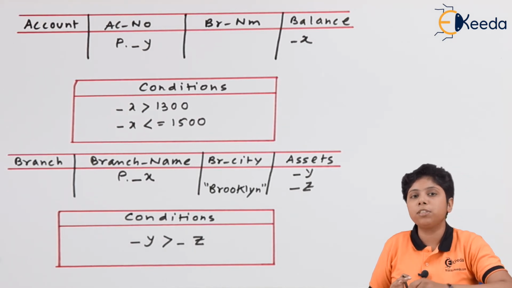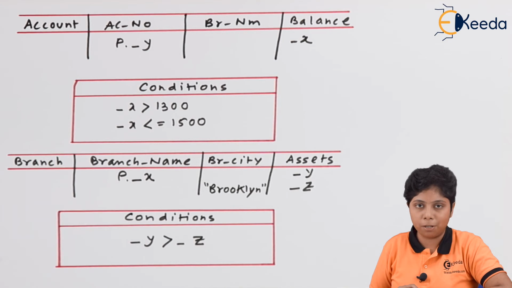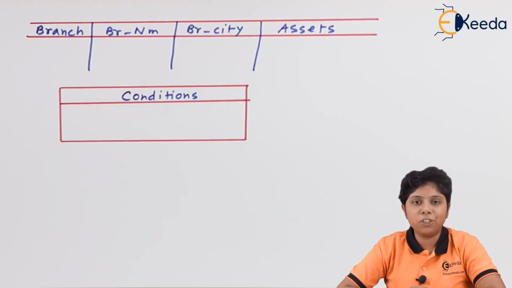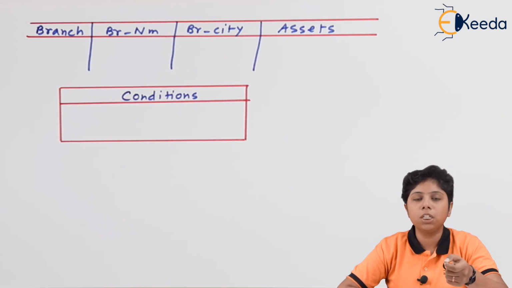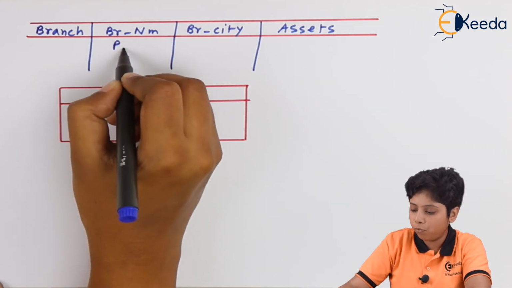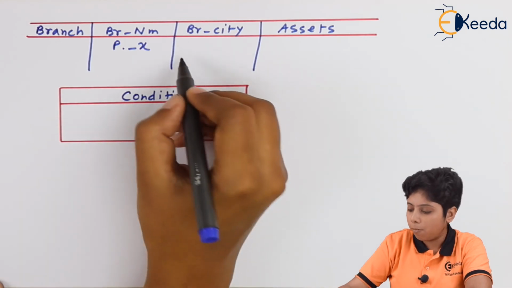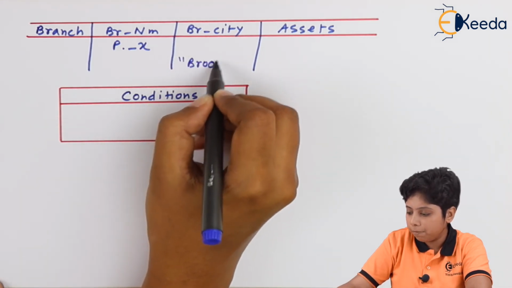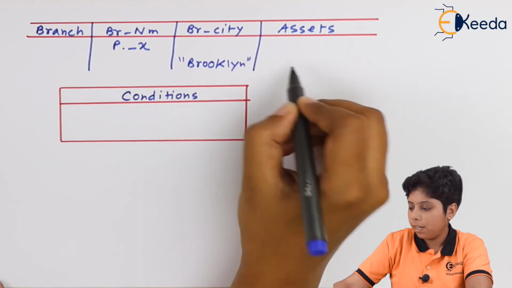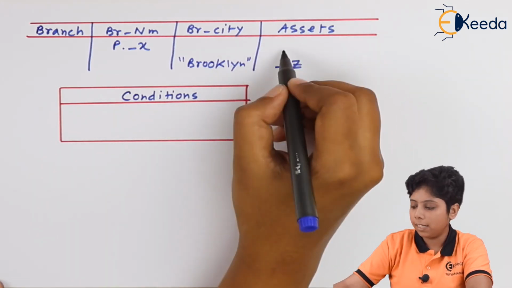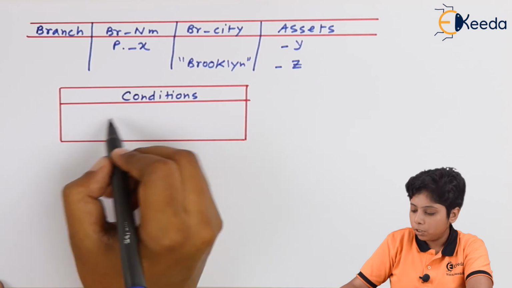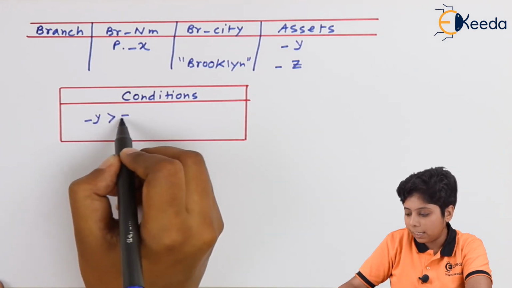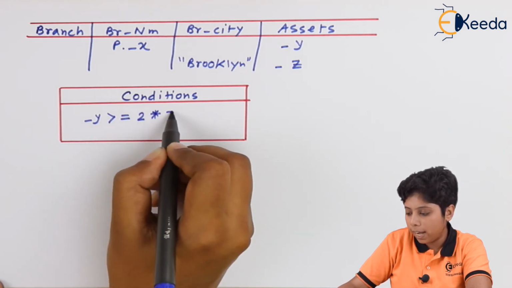Now we will use the most complex type of condition with variables. I want to fetch the branch names that have assets at least twice as large as the assets of any branch in the city of Brooklyn. In the same way, I want to find the branch name. Now my city is Brooklyn and the asset is Z, and all other assets are Y. So my Y should be at least twice as great as Z.